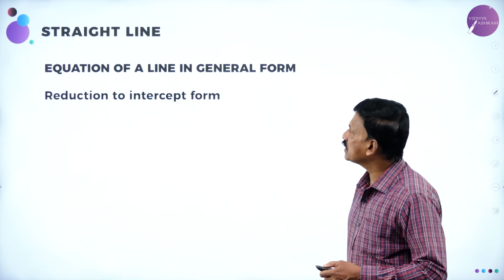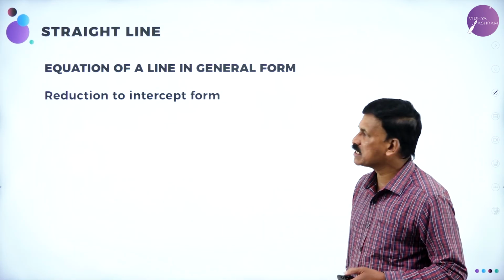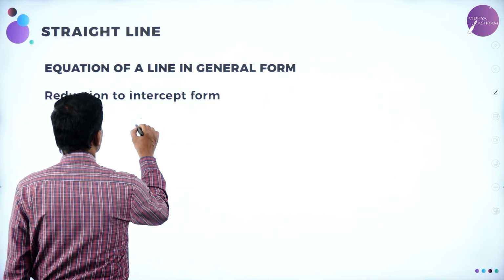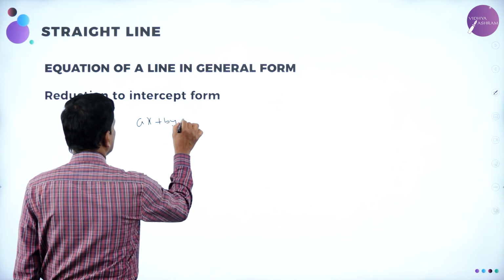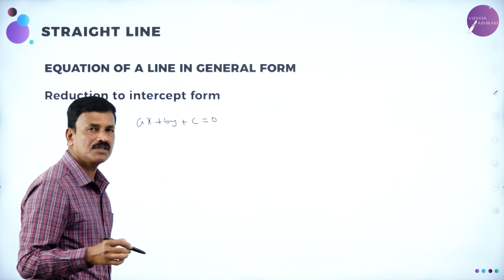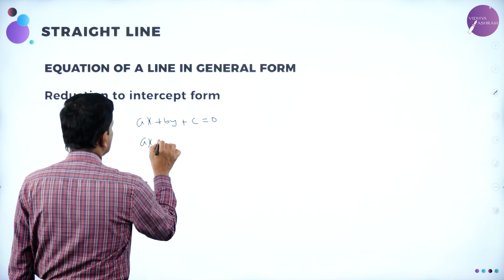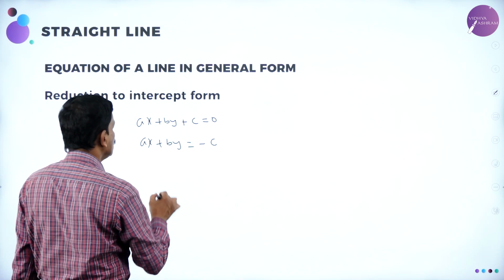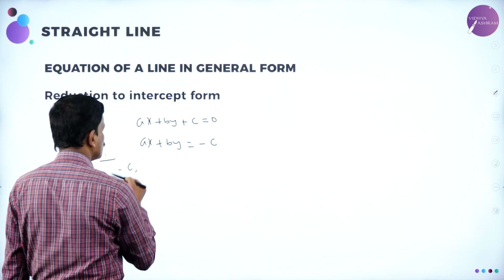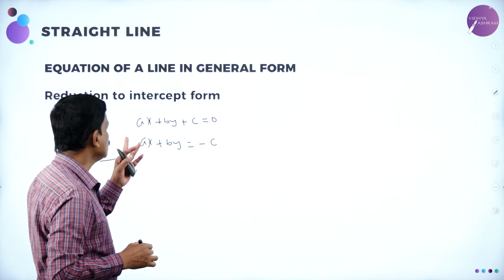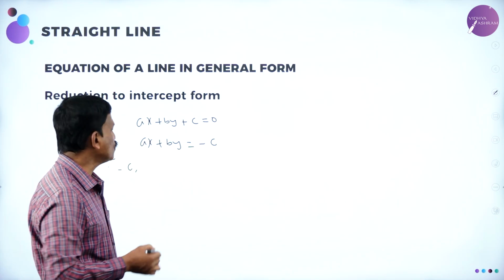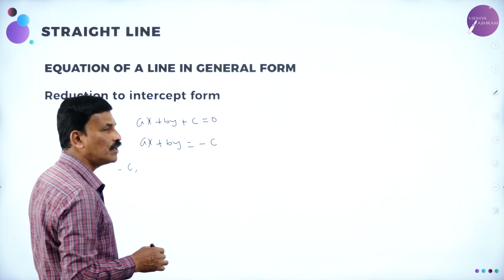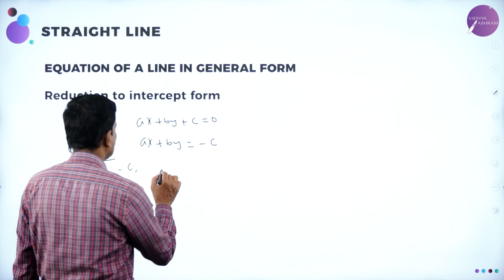Now let us look at the reduction of the line to intercept form. What is the equation of the line? Ax plus by plus c is equal to 0 is the standard equation of the line. Then transfer plus c to the right hand side, it becomes ax plus by is equal to minus c. Then divide throughout by minus c on both sides.